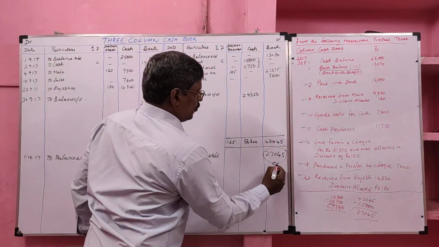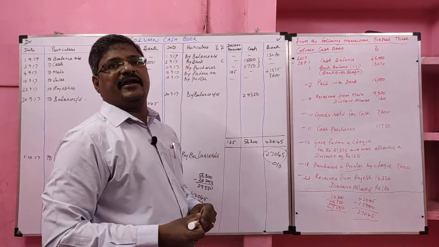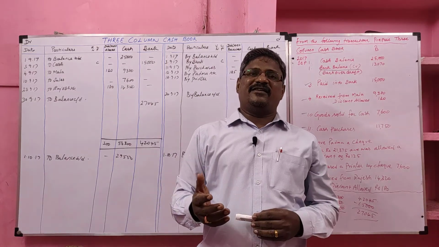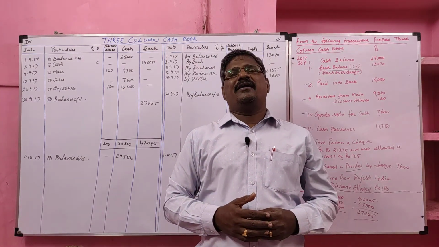It is called OD. Students, we completed the triple column cash book with the overdraft. In the next class we will solve a different problem. Till then, bye and thank you.